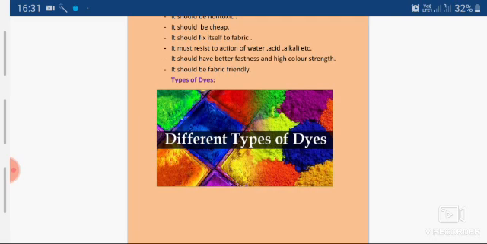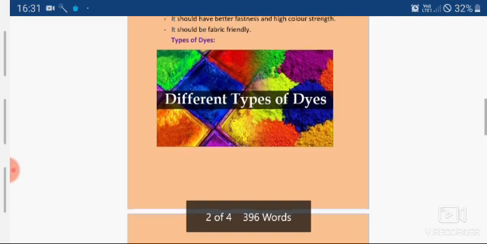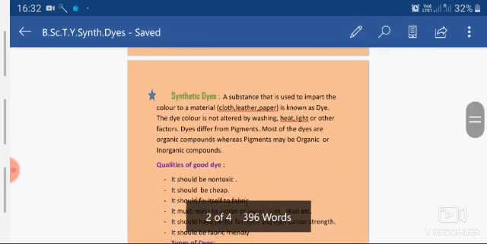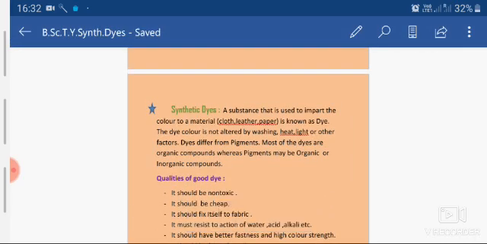There are many dyes which when applied to cloth, leather or paper, at that time they decrease the strength of the fabric or paper or leather. So it should not happen when we apply the dyes. All these were the characteristics of a good dye.